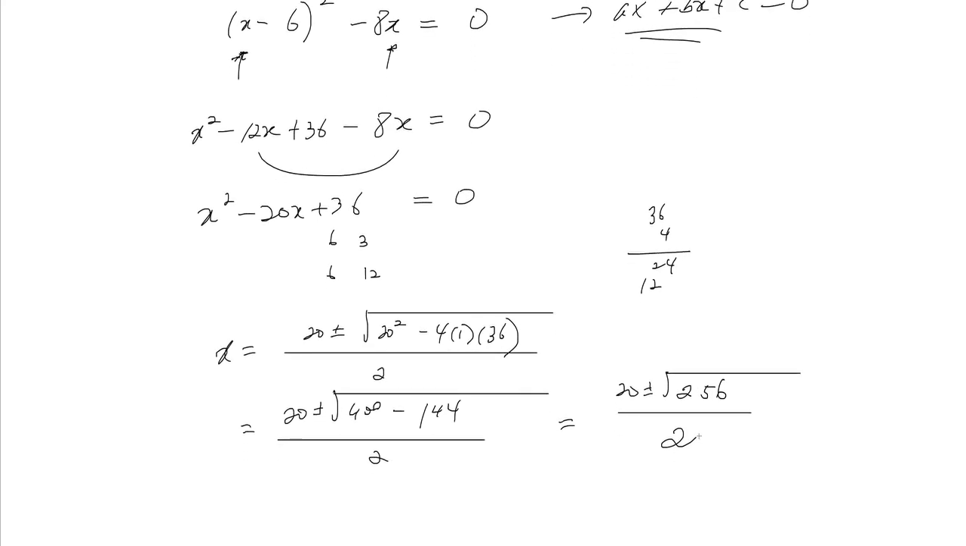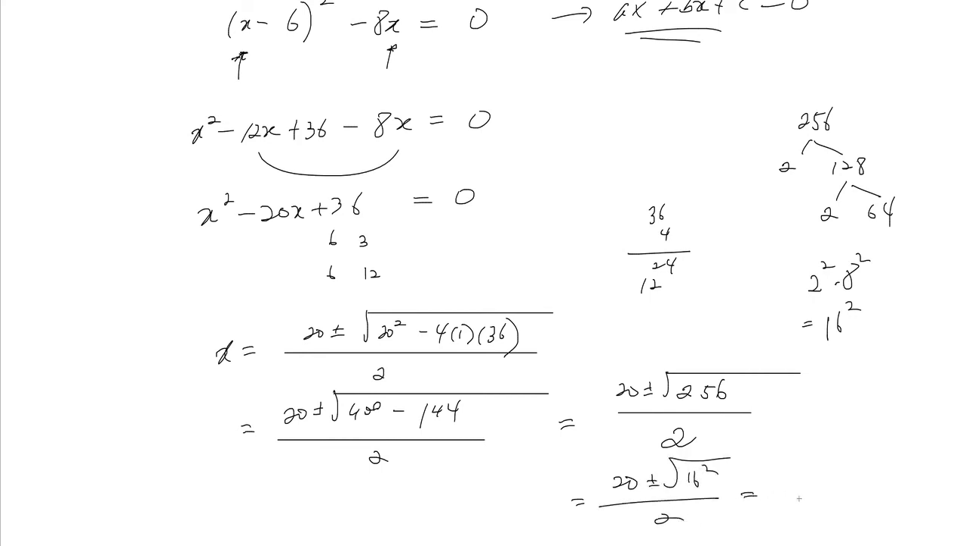And 256, you get 128, factor 2, you get 64. So this is actually a 2 squared, 64 is an 8 squared. So this number here is actually a 16 squared. So this is actually going to be 20 plus minus 16 squared over 2. If you suspect that this is a perfect square, please use a factor tree. So we actually get 20 plus minus 16 over 2.